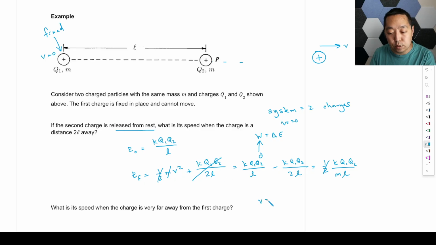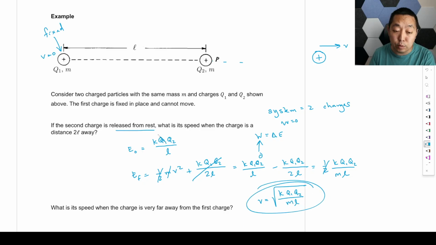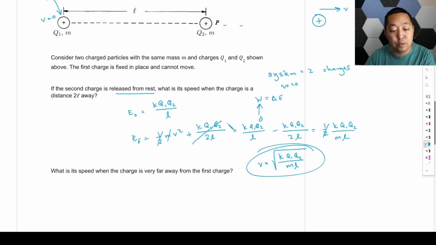Right? And then v, you just take the square root of this. It'd be K, Q1, Q2 over ML, right? So make sure you understand the setup, and then the rest is just some algebra. What's the speed of the charge when it is very far away?